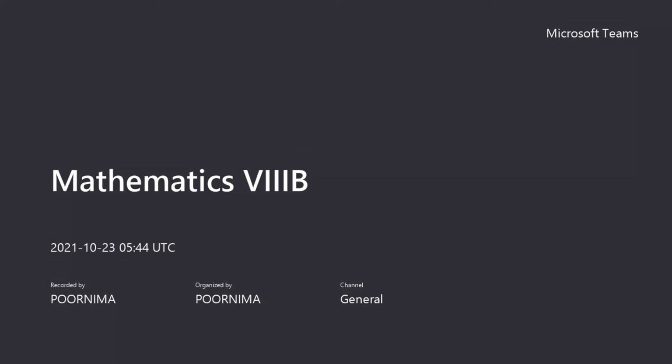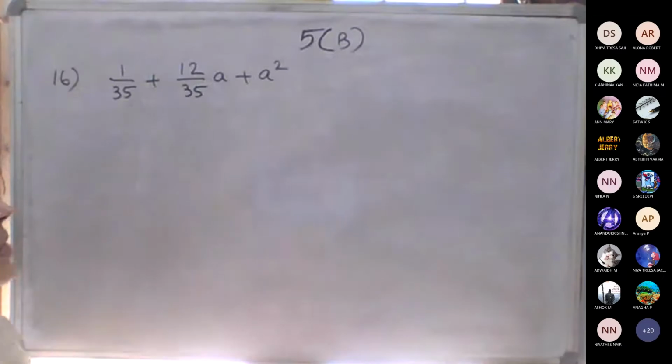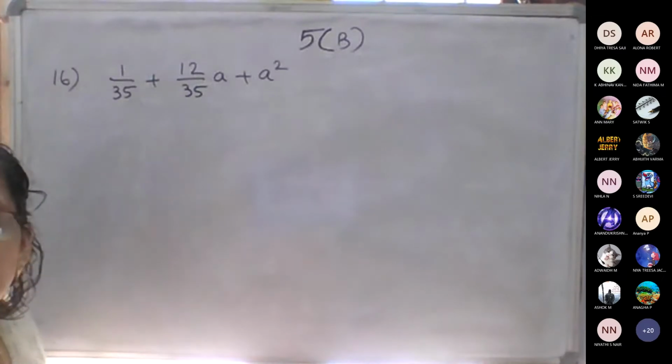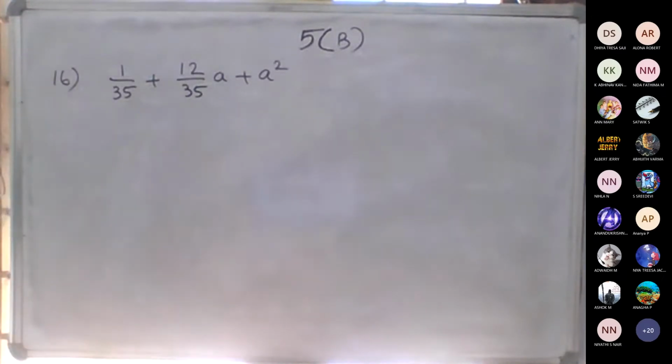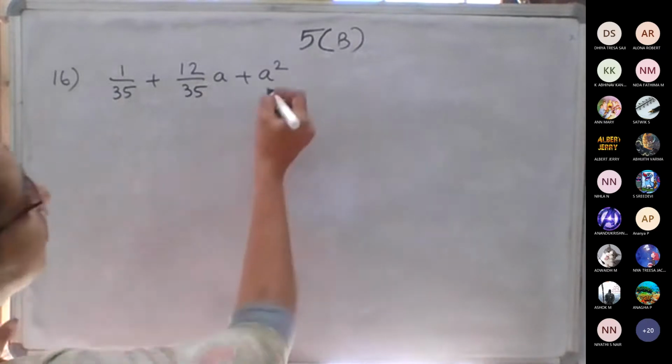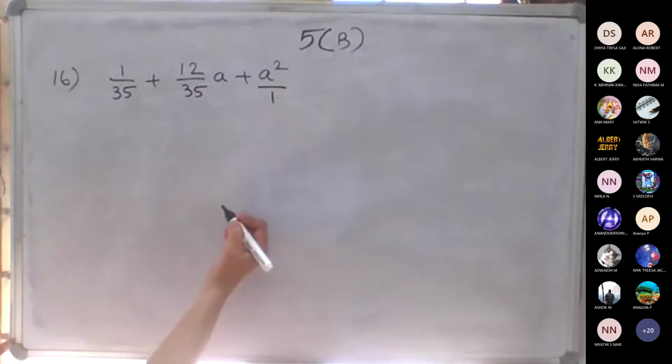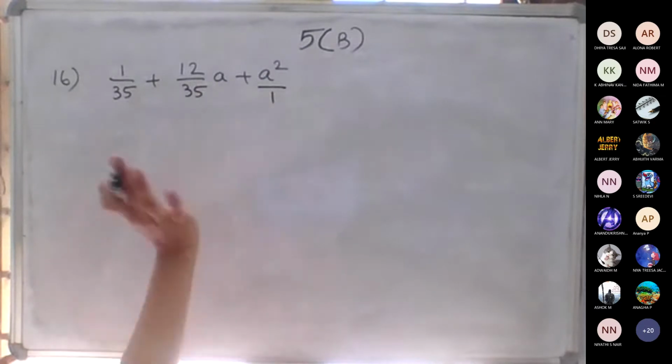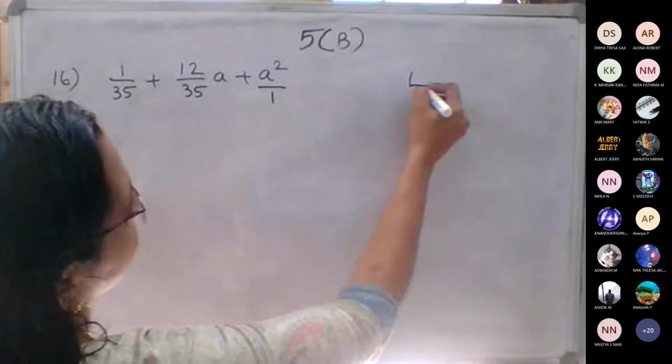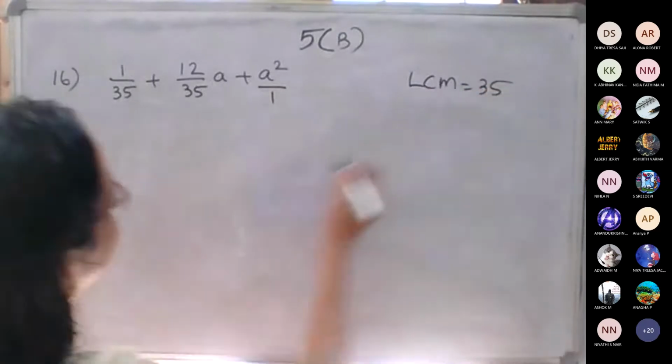1 by 35 plus 12 by 35a plus a square. So what can we do? Taking the LCM: a square means a square by 1, no? So what will be the LCM? The LCM is 35 itself.